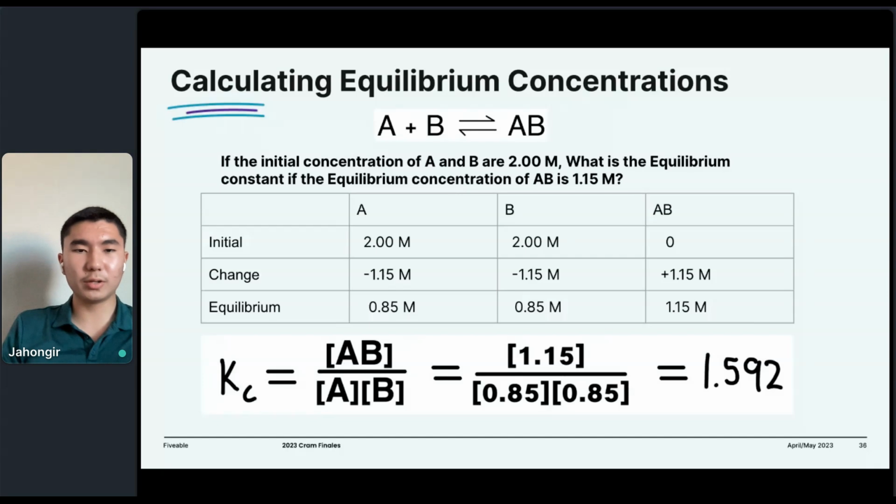And when you set up your equilibrium concentration, which is obviously going to be products over reactants, like we talked about, it's going to be 1.15 over 0.85 squared, or 0.85 times 0.85, and that'll get you 1.592.